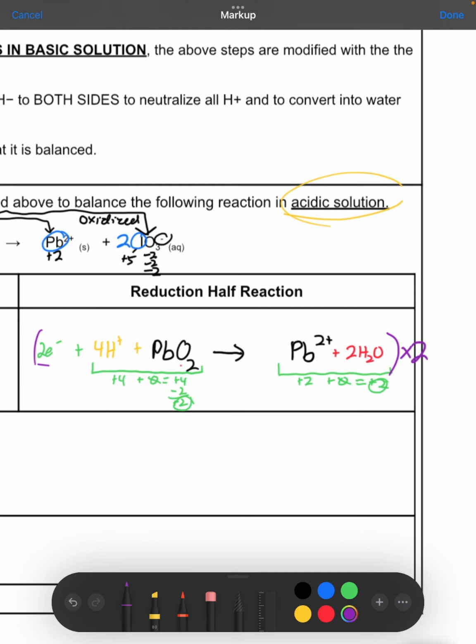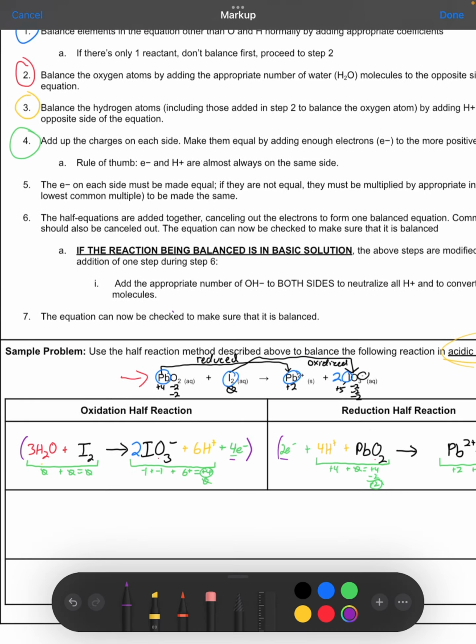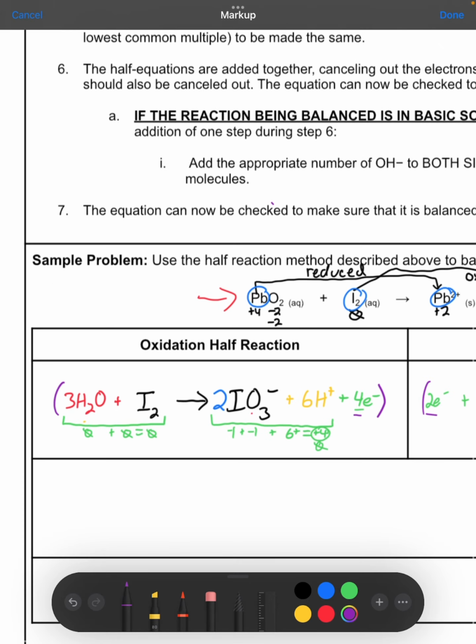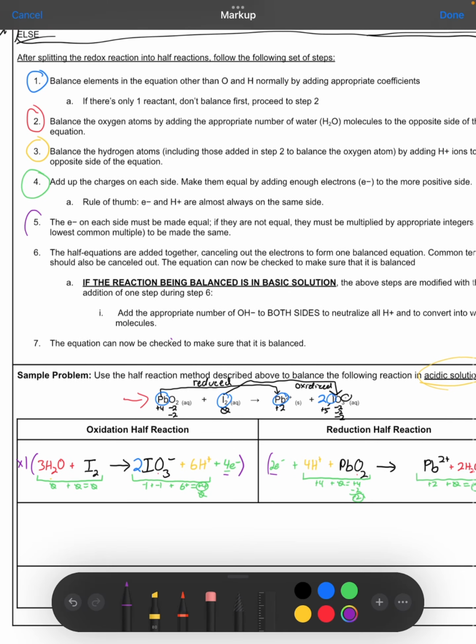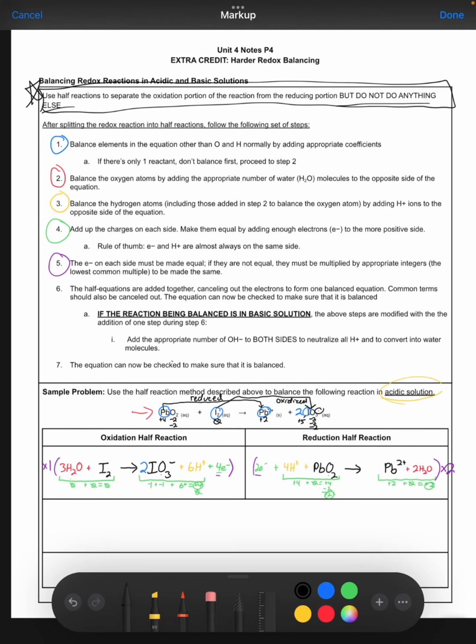I'm just going to write that over there. The left-hand side does not need to be multiplied by anything, but just for the sake of clarity, I'm going to write in times 1, because that way our electrons will match. That's step 5. Done. Step 6 says the half reactions are then added together, and you're going to cancel out the electrons to form one balanced equation.